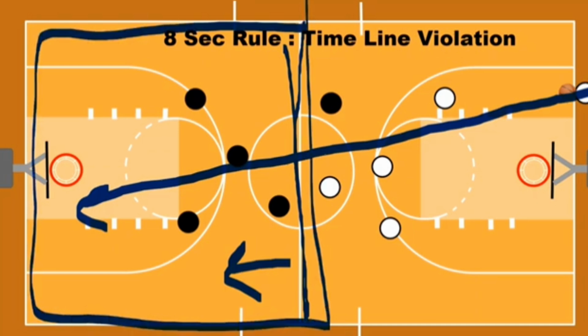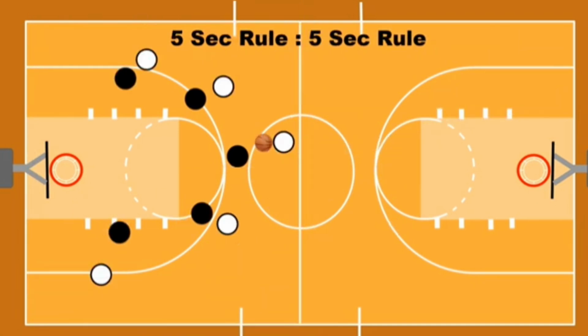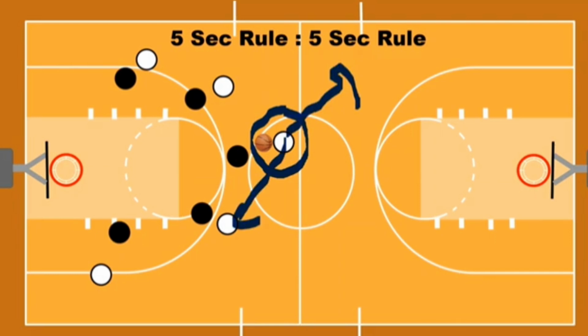The 5-second rule is such that the player who has the ball cannot stand with the ball in his hand for more than 5 seconds. Within 5 seconds, he has to either move, dribble, pass or shoot. If he stands with the ball for 5 seconds, then that player will be in violation and the ball will go to the black team.